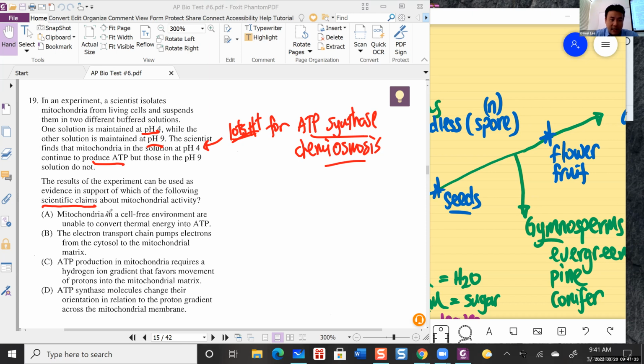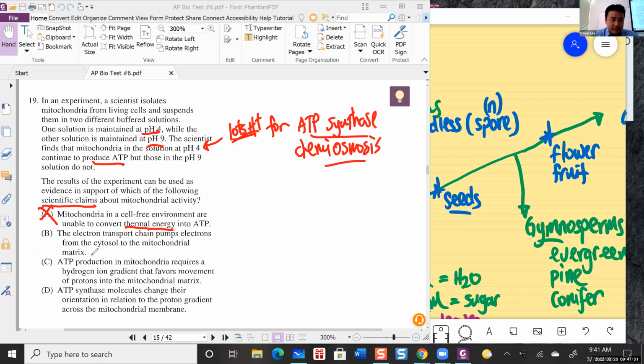A, mitochondria in free living environment are unable to convert thermal energy. Nobody can. Nobody can convert thermal energy. Thermal energy is lost to increase the entropy of the universe. The second law of thermodynamics, you cannot convert thermal energy anywhere. So that's just garbage, fundamentally false.